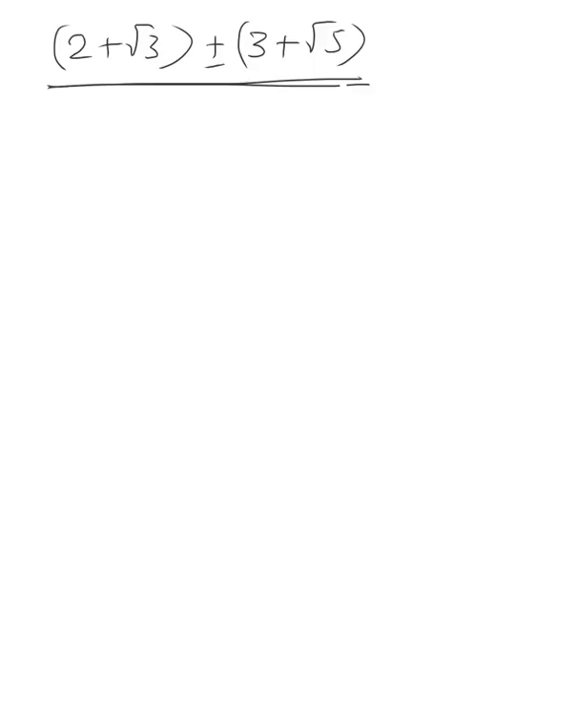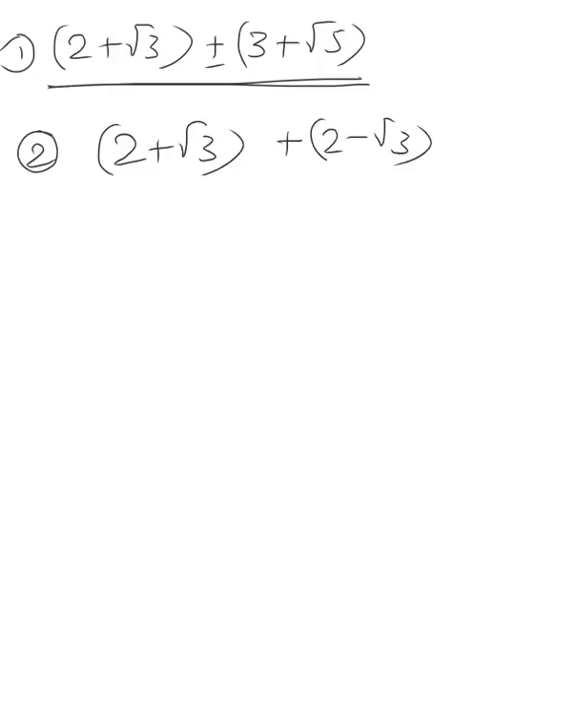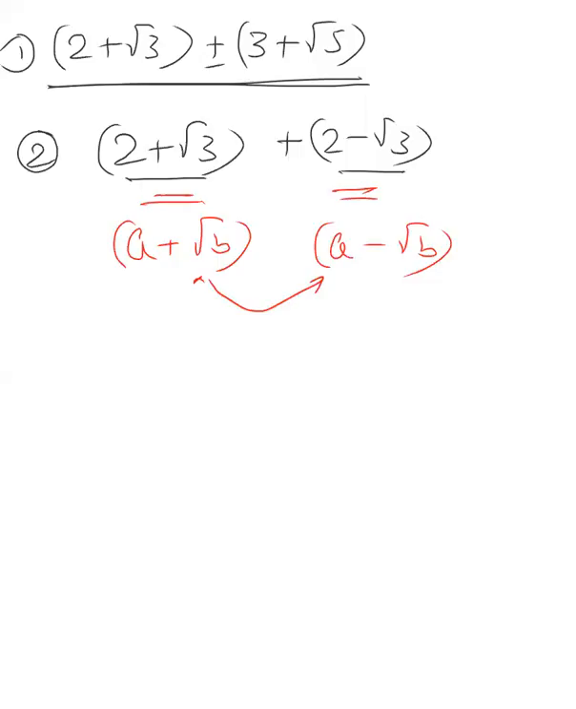But that is the first case. Second case, 2 plus root 3 and 2 minus root 3. If both the numbers are there and one is conjugate to the other, these are called conjugate numbers to each other. One is 2 plus root 3, the other will be 2 minus root 3. Means if one number is A plus root B, the other will be A minus root B, then these are called conjugates.